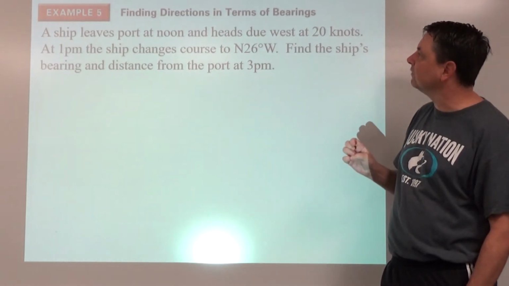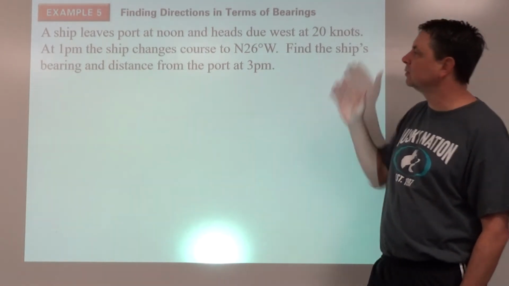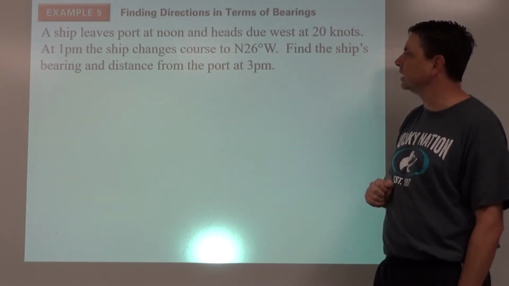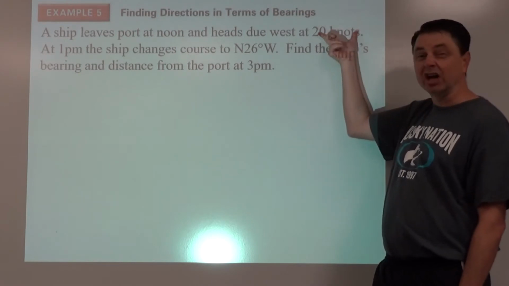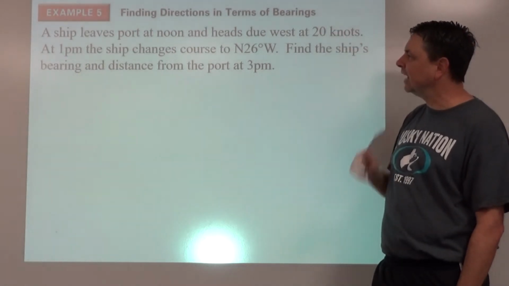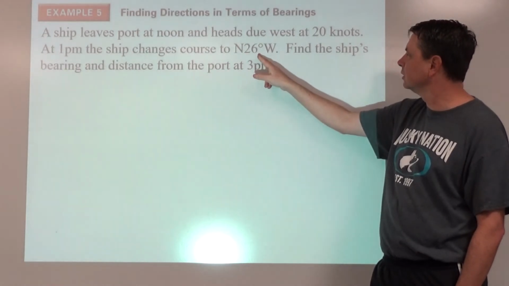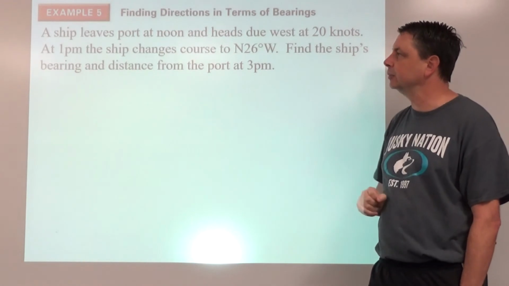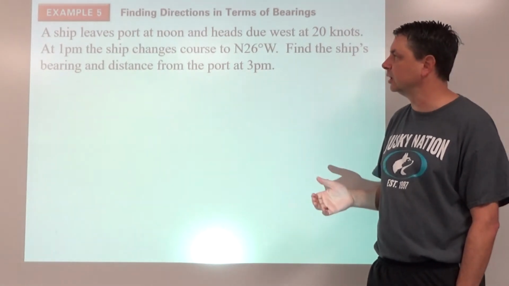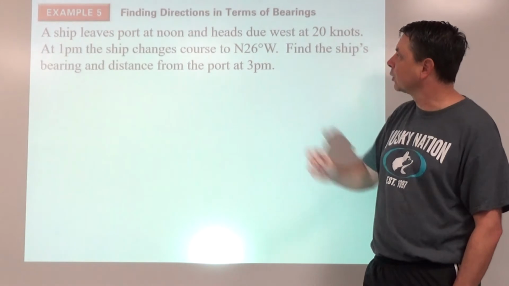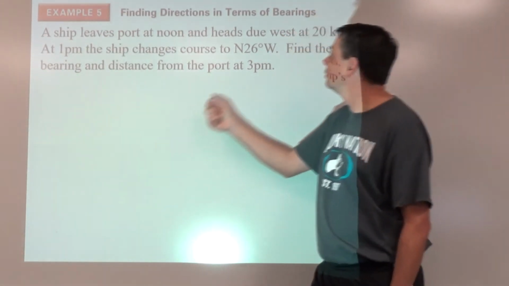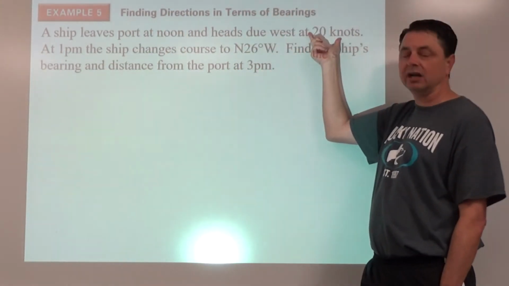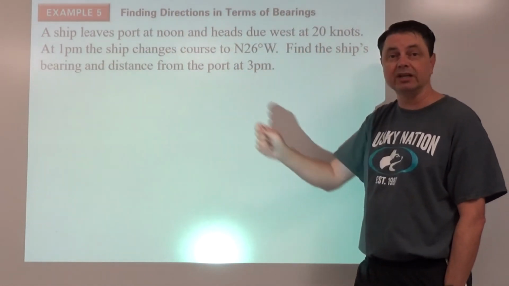So example number 5, finding direction in terms of bearings. A ship leaves port at noon and heads due west at 20 knots. That means nautical miles per hour. At 1 p.m. the ship changes course. Find the ship's bearing and distance from the port at 3 p.m. So we've got to kind of sketch this out, see what's going on. We've got to start at the port. We're going to head due west for, well, from noon to 1, that's 1 hour. 20 knots means we're going to travel 20 nautical miles.